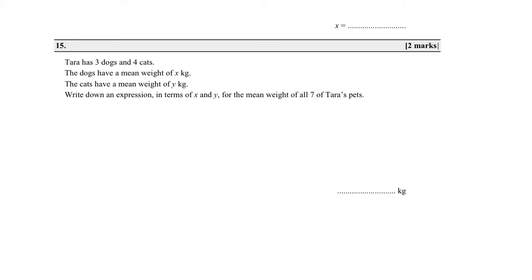So Tara has 3 dogs and 4 cats. The dogs have a mean weight of x. Okay. So we know if she has 3 dogs, something divided by 3 equals x. Okay, and then this is obviously the 3 dogs added together. Okay, that's just logical. The cats have a mean weight of y. So we know 4 cats added together divided by 4 equals y. Write down an expression in terms of x and y for the mean weight of all 7 of Tara's pets.